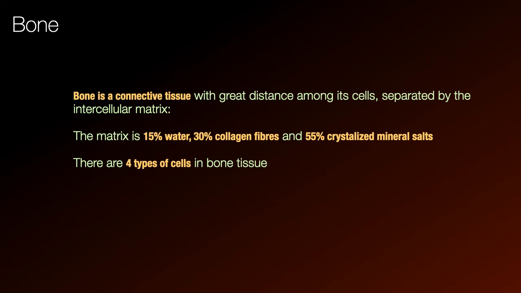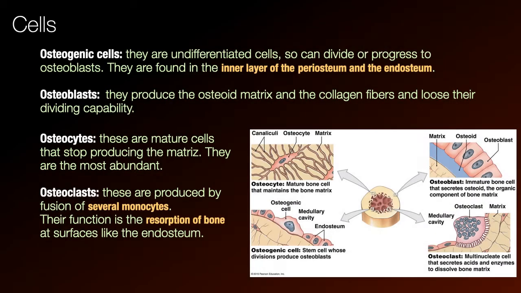Okay, in bone, the first thing we have to know is that the cells are well apart, very separated by a matrix, and this matrix is made of 15% water, 30% collagen fibers. This is what is going to give some elasticity to the bone, and 55% are mineral salts. This is what makes the bone hard. All connective tissues are made of cells and an extracellular matrix. So here we have four types of cells we are going to review right now.